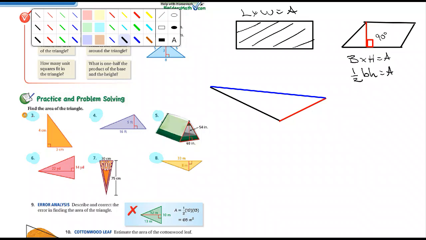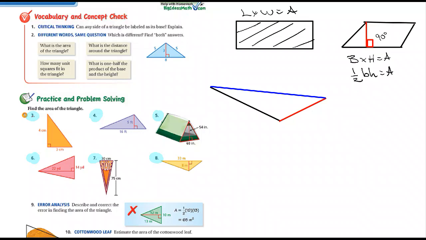If I can get this to work, sometimes it doesn't, but let's hope it does here. I'm going to cut this, and I'm going to copy it. I'm just going to move it over here. This tool allows me to rotate. Now remember, the area of a triangle is 1/2 times the base times the height. And the area of a parallelogram is just base times height. And the area of a rectangle is length times width. But a triangle is 1/2, so we're cutting it in half.